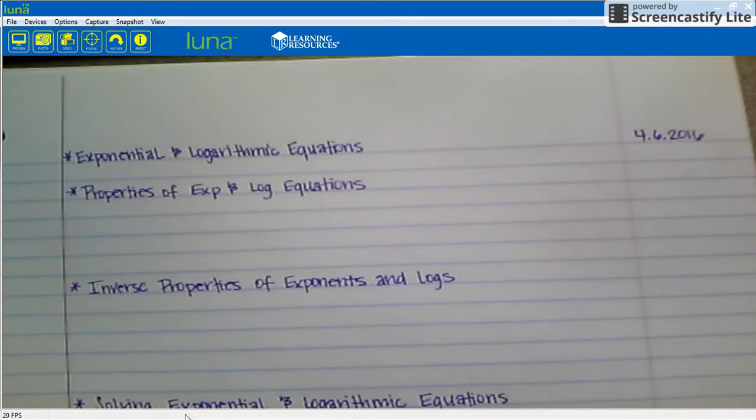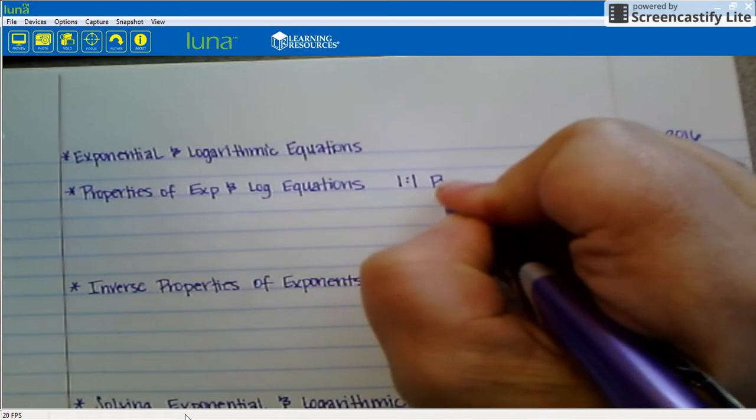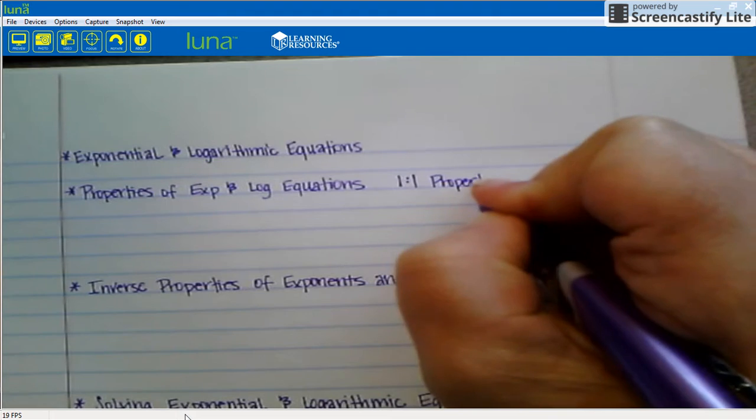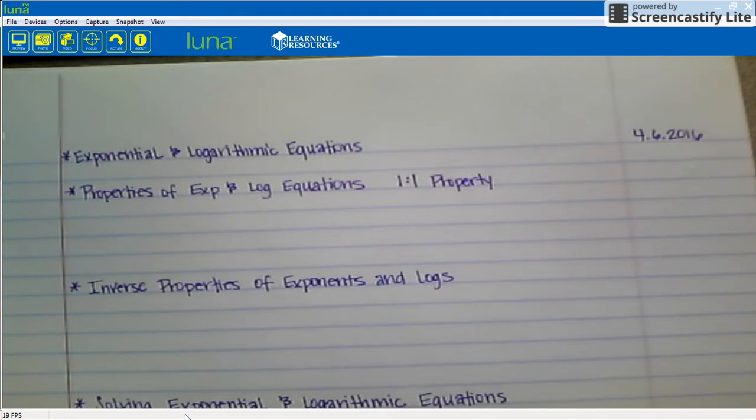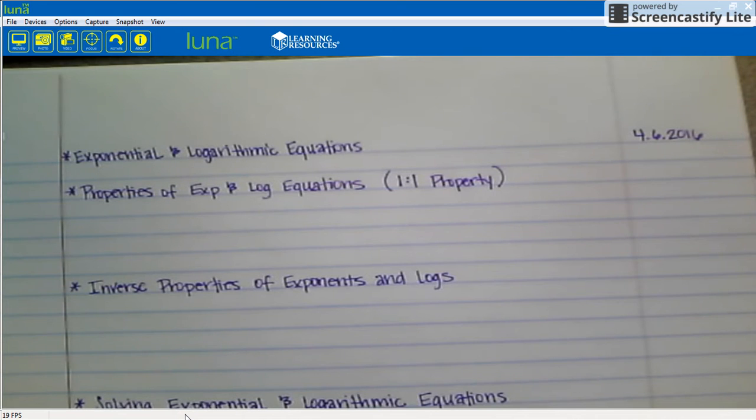Yesterday we talked about the various properties of logarithmic expressions, and today we're going to combine exponential and logarithmic expressions together to solve equations. So both exponential and log equations have what we refer to as the one-to-one property, and this allows us to easily convert and solve between each of the types of equations that you'll be working with today.